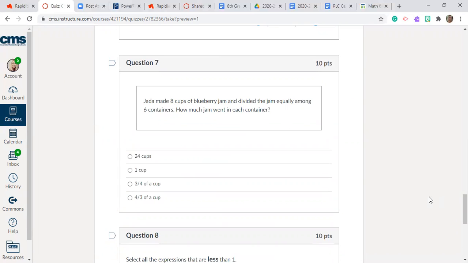Question 7. Jada made 8 cups of blueberry jam and divided the jam equally among 6 containers. How much jam went into each container? 24 cups, 1 cup, 3/4 of a cup, 4/3 of a cup. Pause and do the work.